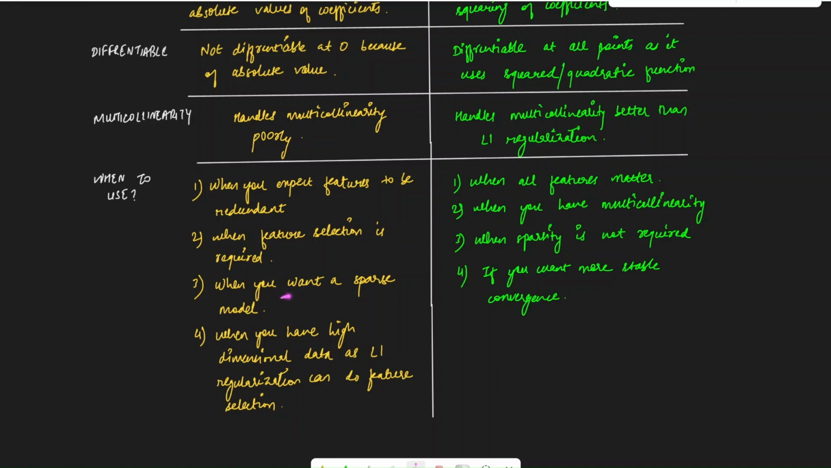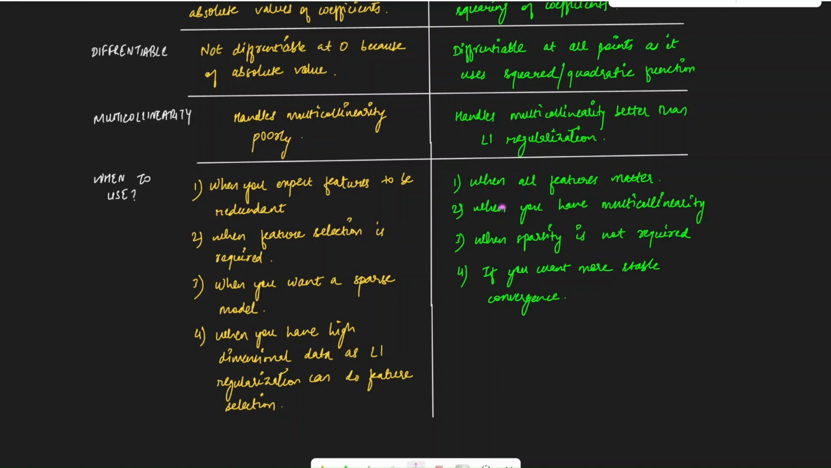When we want a sparse model, why a sparse model? Because when we are driving those feature coefficients to 0, we are creating a sparse model. So when we want that, we can use L1 regularization. When you have high dimensional data, L1 regularization can be used because with high dimensional data, not all features would be related with the target variable, and that's where feature selection would come in. So these are 4 use cases when applying L1 regularization would give better results as compared to L2 regularization.